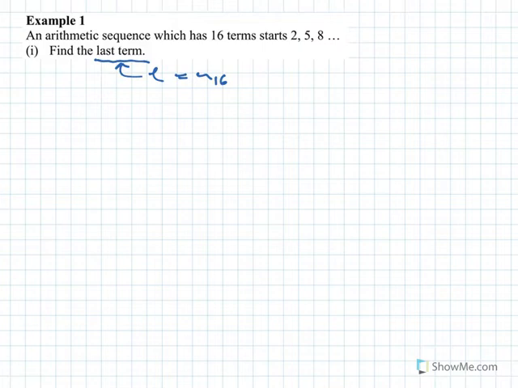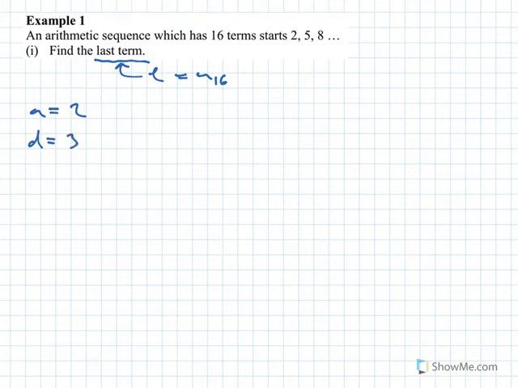Okay, so what do we need to do? We need to find the last term, so we need to find U16. And to find U16, we need to know what A is, what the first term is, and we need to know what D is, the common difference. So when I was your age, I definitely used to look at these questions and write down anything that I knew. So I know that A is 2, I know that D is 3.